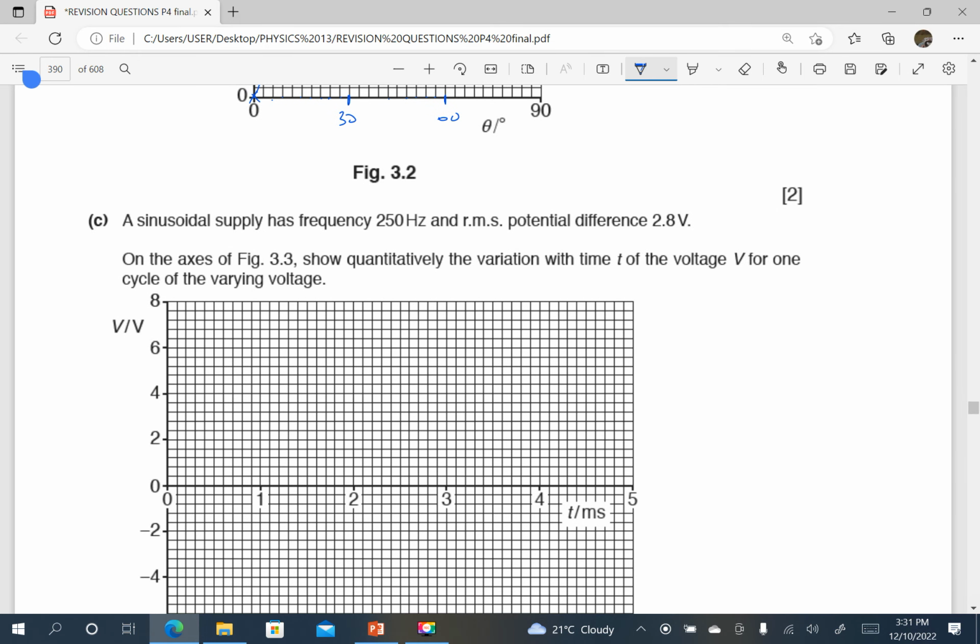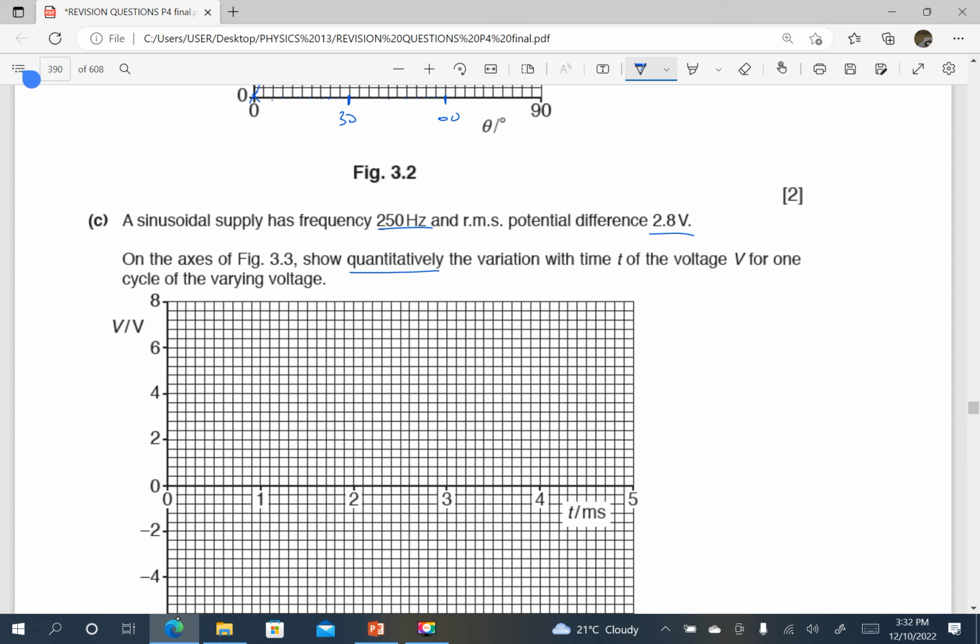A sinusoidal supply has frequency 250 hertz and root mean square potential difference of 2.8 volts. On the axis of the figure, show quantitatively. That means we need to plot some values. The variation with the time t of the voltage V for one cycle of the varying voltage.